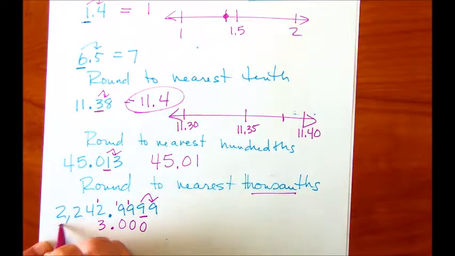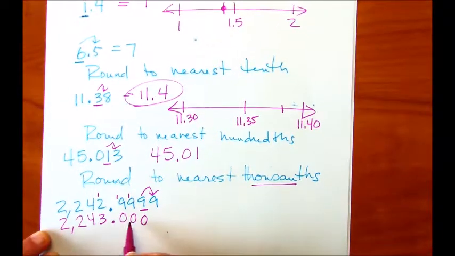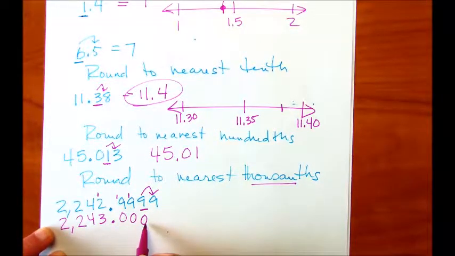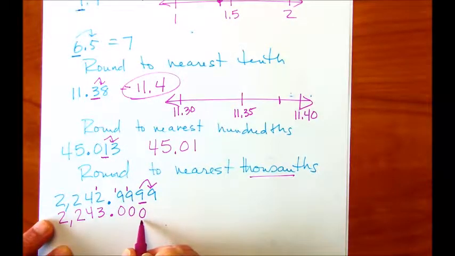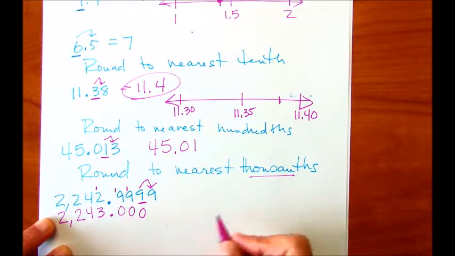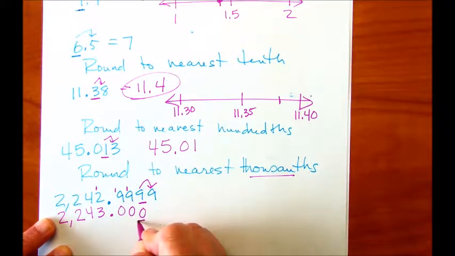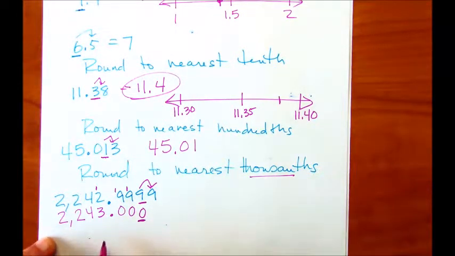So now we've got 2,243 followed by 3 zeros. Now notice I am going to keep those 3 zeros because I'm rounding to the nearest thousandths place. If I was only rounding to the ones place, then I wouldn't have to write out those numbers. But I'm going to go ahead and keep those 3 zeros to represent thousandths place.